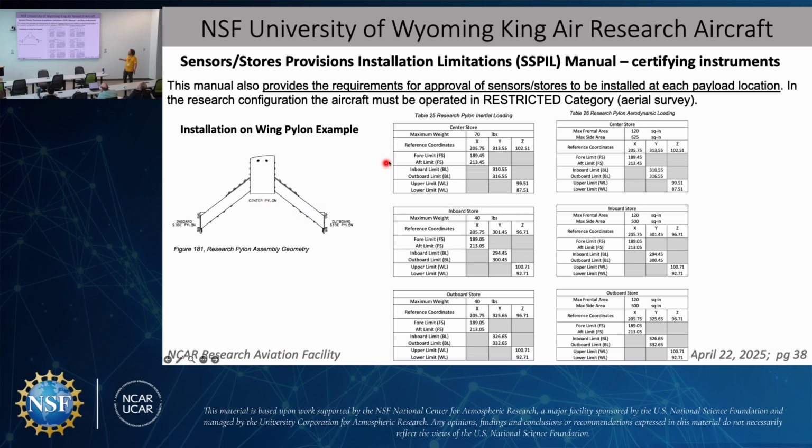If we look, for instance, at the center store for inertial loading, we are allowed a maximum weight of 70 pounds. The CG has to lie within these fore-aft limits related to the flight station, the up-down limits related to our water line, etc. And then we also have area limitations, a maximum frontal area, a maximum side area, with a centroid that must lie within these locations.